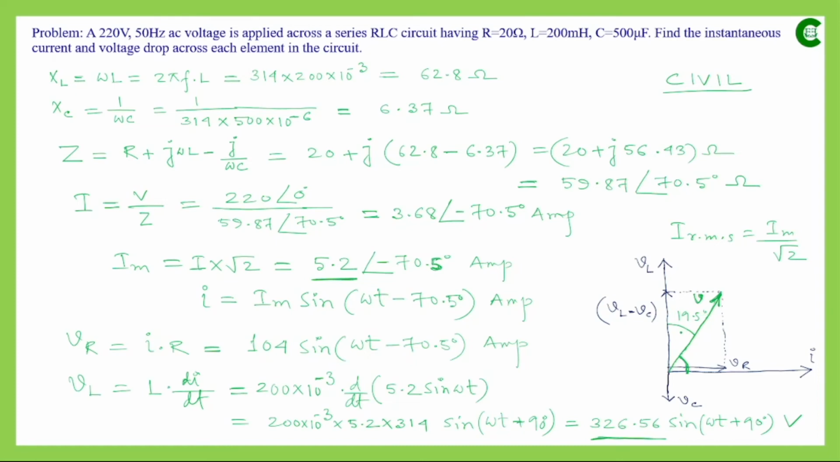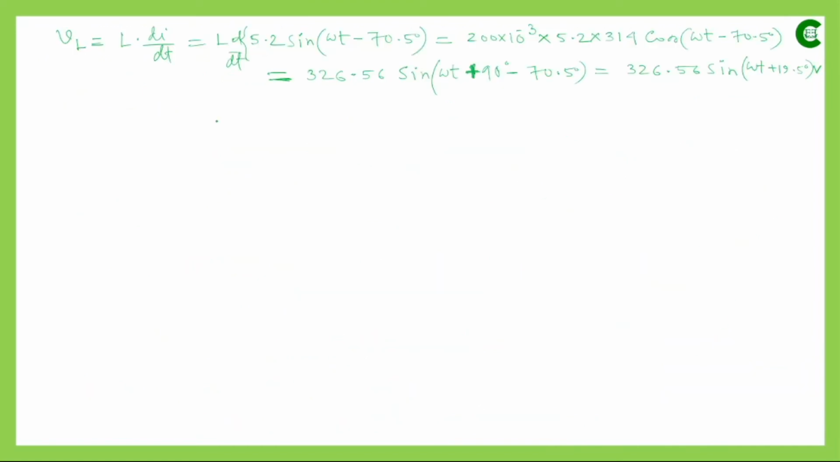Though here exactly the scale could not be followed, as value wise VL is 10 times more than VC, but the length of VL and VC that I took is not 10 times, and that's why this angle doesn't look like 19.5, but it is 19.5, and this angle is 70.5 degree. Now both the ways it can be represented.